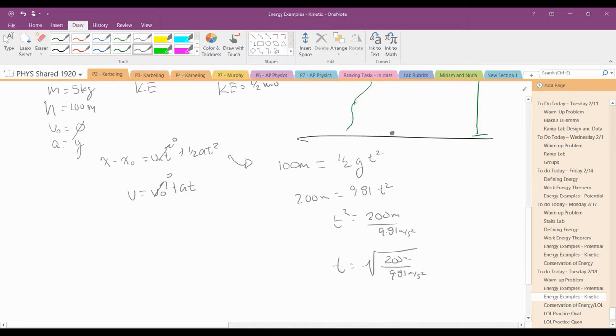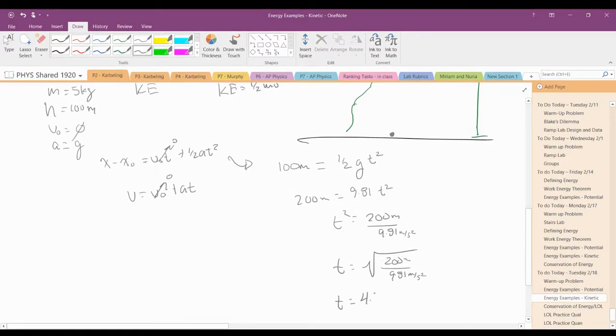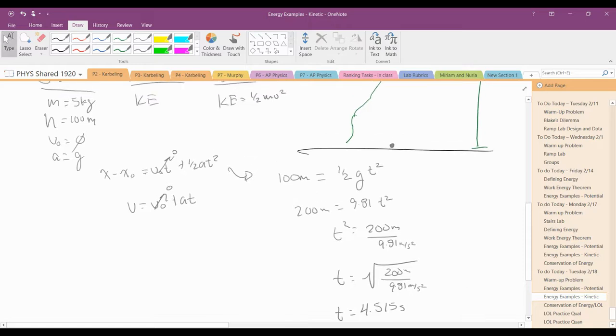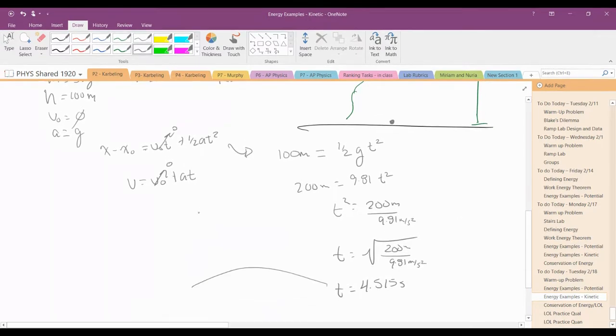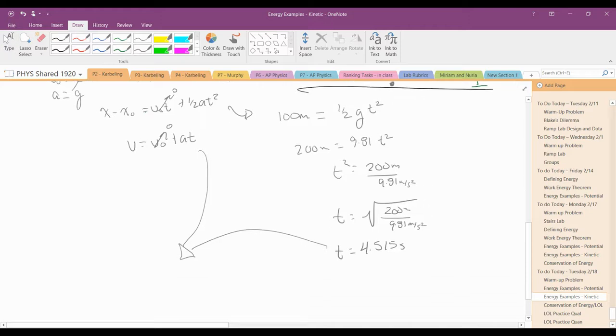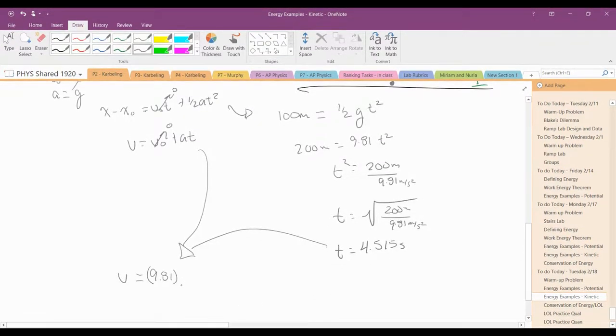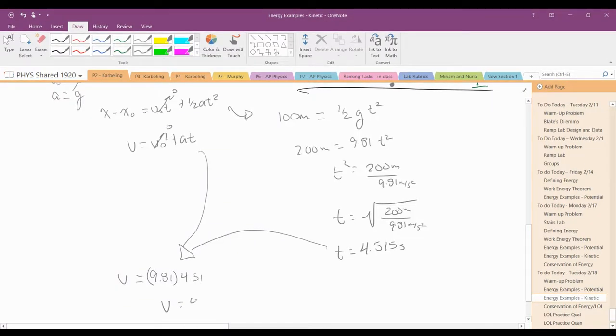let me take a second to plug in the calculator. So the time it'll take to fall down is 4.515 seconds, not meters. Okay, so we've got a time now, so we can determine the final velocity using this equation with our time. So v equals 9.81, our acceleration due to gravity, times 4.51. So our final velocity is 44.24 meters per second.